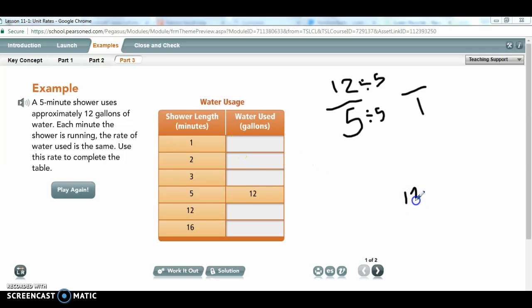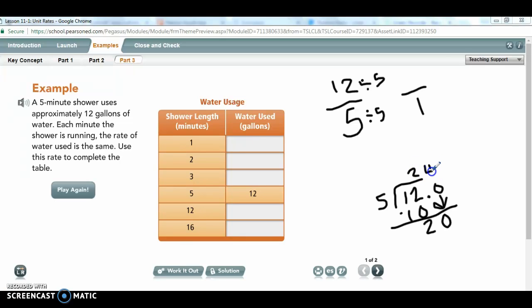So 12 divided by 5. 5 can go into 12 2 times, and that's 10. We subtract, we have 2 left over. We do not write remainder 2. We have to put in our decimal point and our zeros and then drop it down. And 5 can go into 24 times.